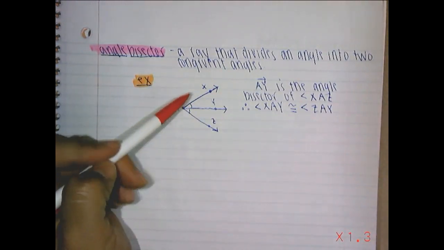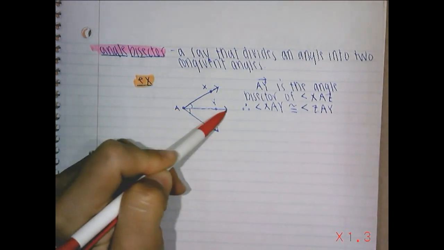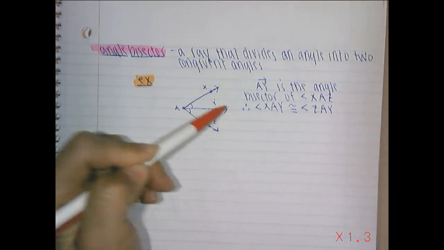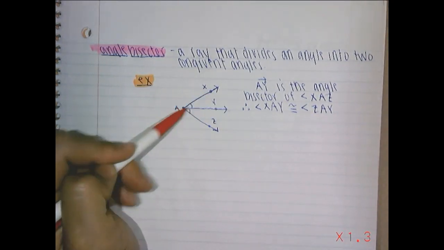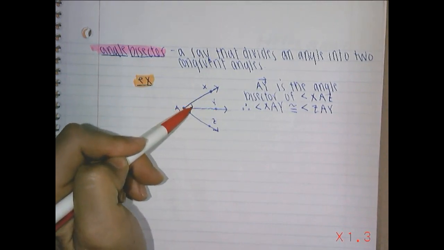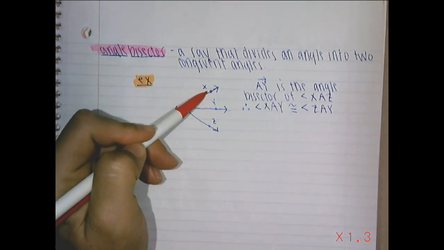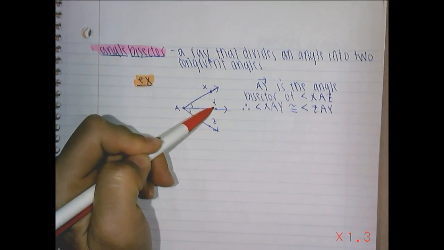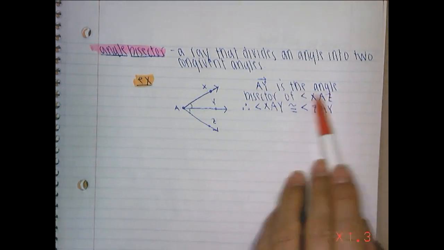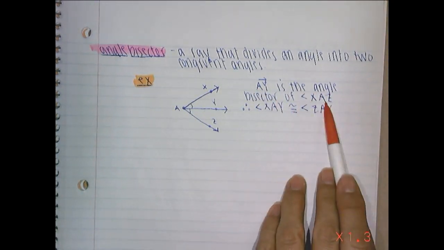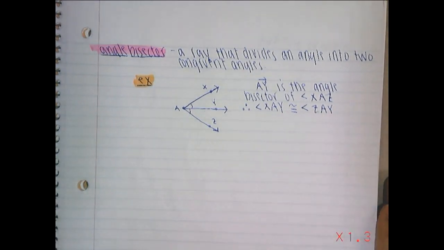So right here, we have angle XAZ. Ray AY comes and slices through like a ninja and creates two congruent parts. Because this is an angle bisector, we're going to use this single arc and this single arc to show that these two angles are congruent. Angle XAY is congruent to angle ZAY. AY is the angle bisector of angle XAZ. Therefore, angle XAY is congruent to ZAY.